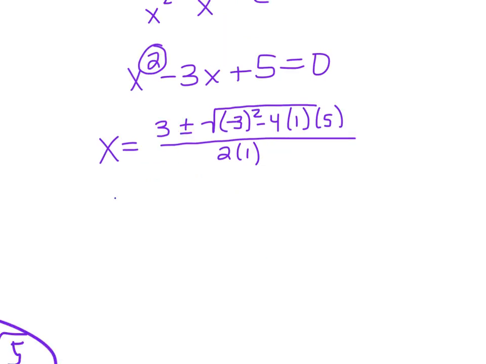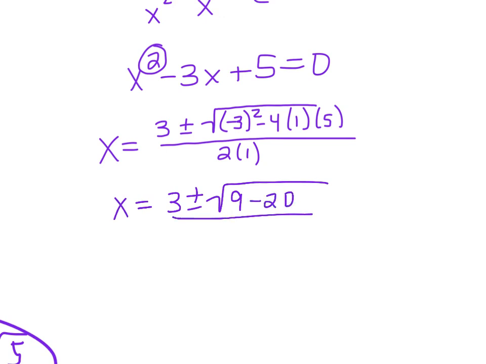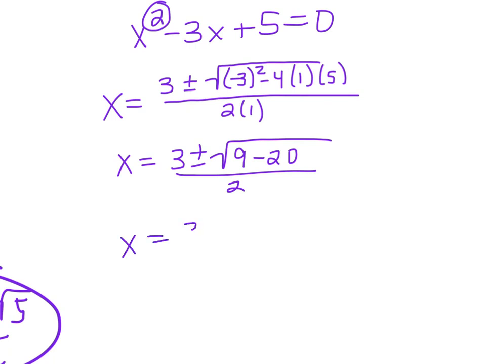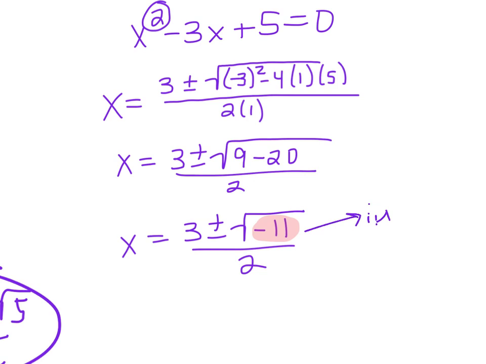All right, simplify this. I have x equals 3 plus or minus. What is negative 3 squared? 9. Negative 4 times 1 is negative 4 times 5 is negative 20, over 2. Simplify again. X equals 3 plus or minus. What's 9 minus 20? Negative 11. Does anybody see an issue here? I have a negative underneath the square root. What does that mean about my x? It's imaginary, guys. This is imaginary. Can we graph an imaginary solution?